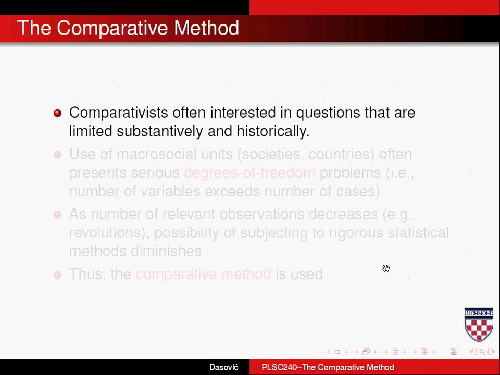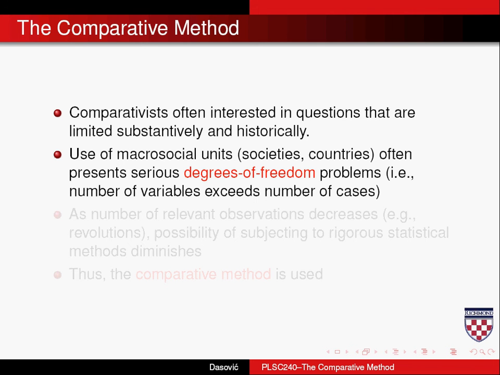Okay, so the comparative method. Comparativists are interested in questions that are limited, often substantively and historically. And the use of macro social units, as I said, in our case countries mostly, often presents what are called serious degrees of freedom problems. And degrees of freedom is essentially a way of saying how many variables do we have as opposed to the number of cases.